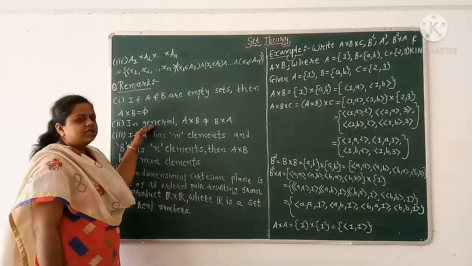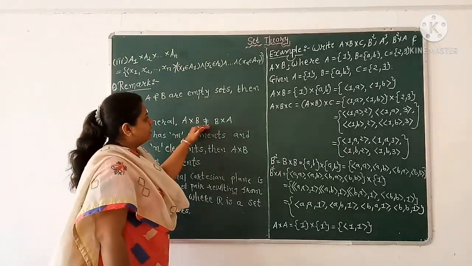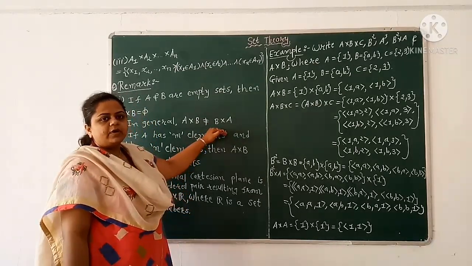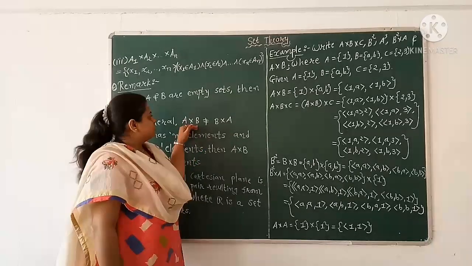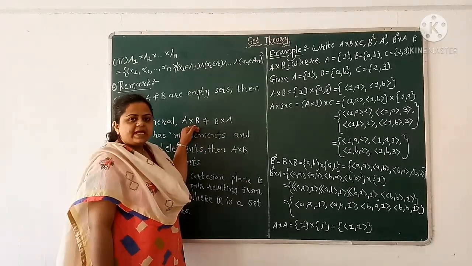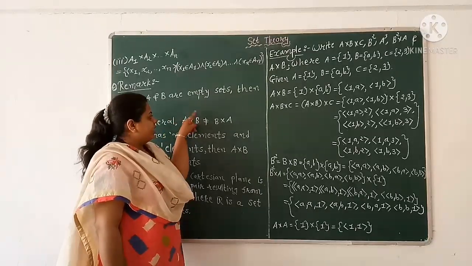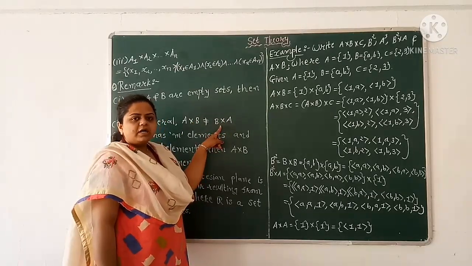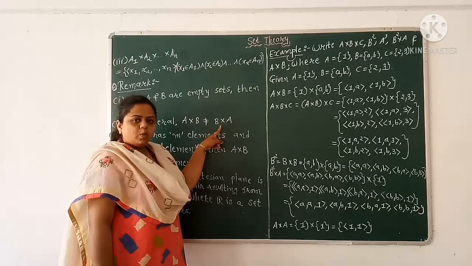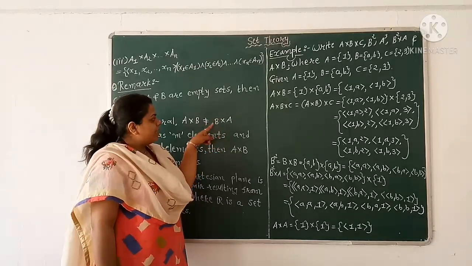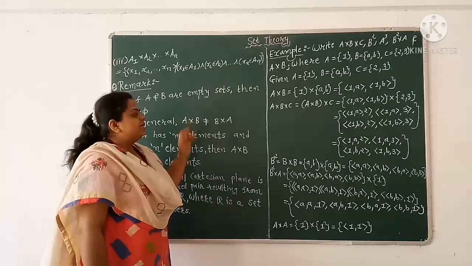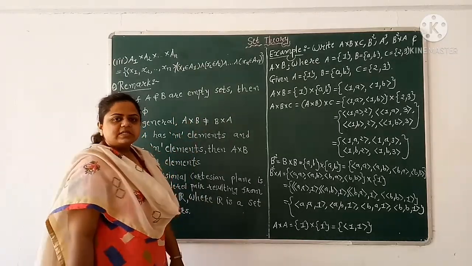Number 2: in general, A cross B is not equal to B cross A, because by the definition of Cartesian product, we know that A cross B is the set of ordered pairs (x, y), where x belongs to A and y belongs to B. And B cross A is the set of ordered pairs (x, y), where x belongs to B and y belongs to A. So, A cross B is not equal to B cross A.